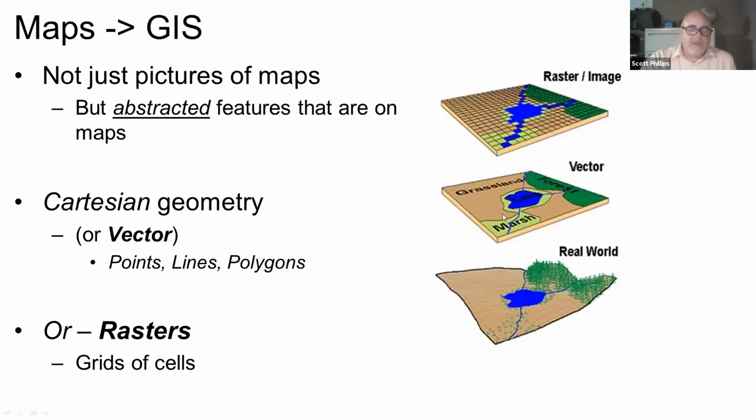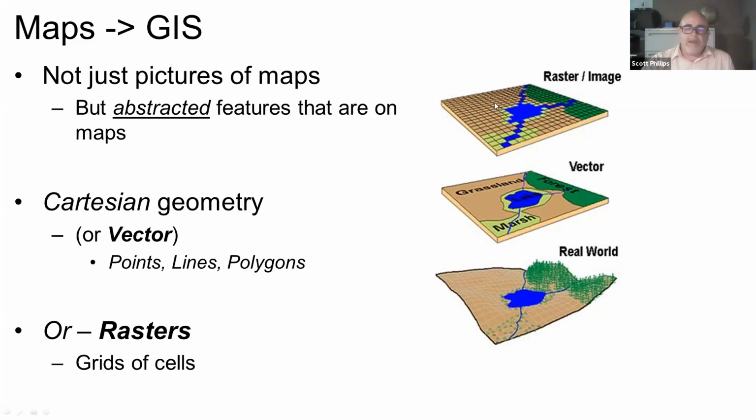There's two different ways of doing this that you can use. That's called the vector method. This is where you have geometric objects like polygons and lines and points. And a second way, so here's the real world. We want to abstract that and put it into the computer. We can represent it in two ways. One is as polygons, lines, and points.